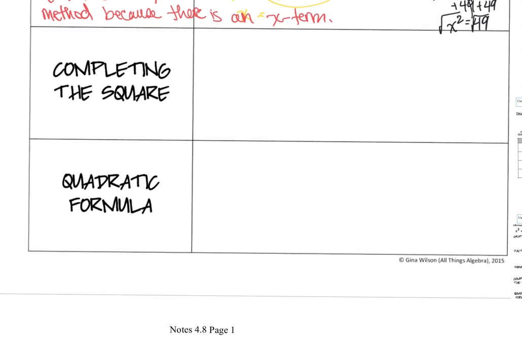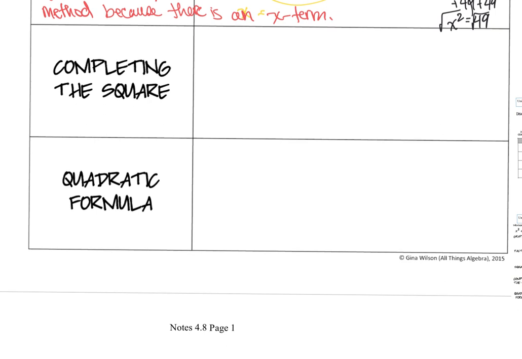Next method we're going to apply is completing the square, and we just had this on a quiz. So we have the equation x squared plus 6x plus 5 equals 0. When we complete the square, we do not want the equation set equal to 0. We actually like the equation to be set equal to the constant.